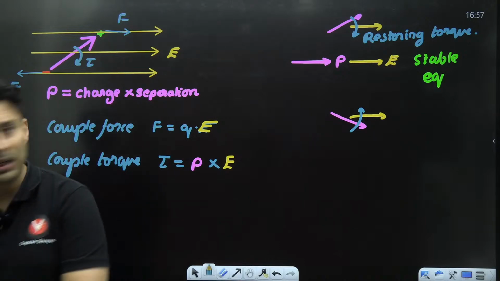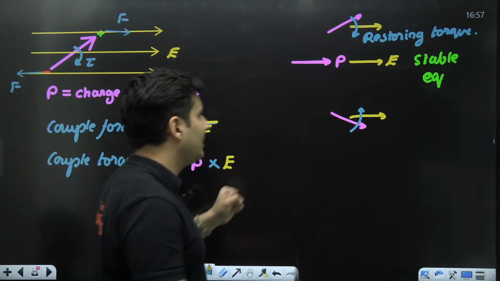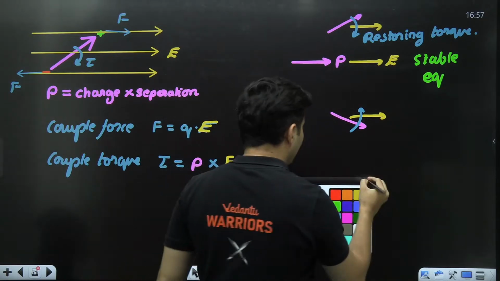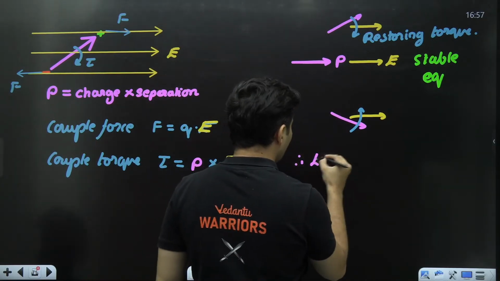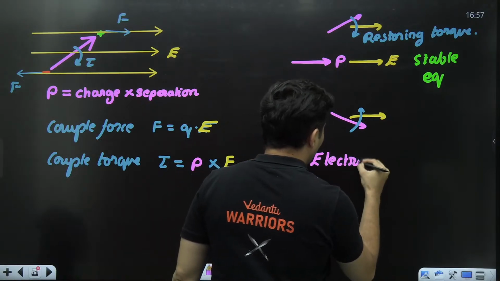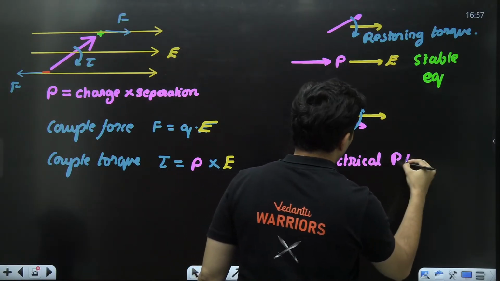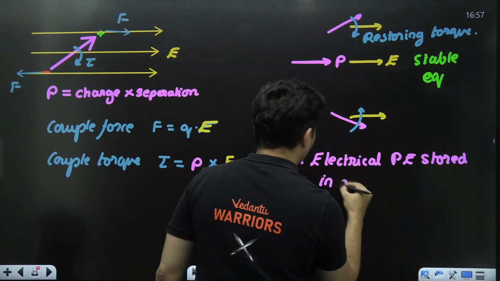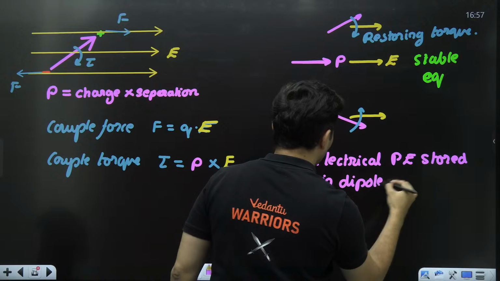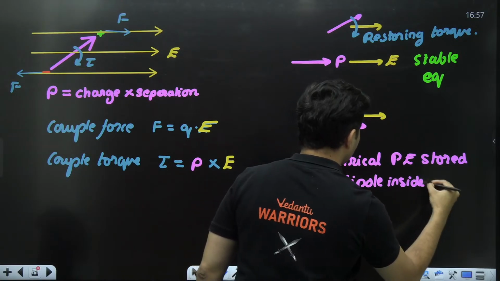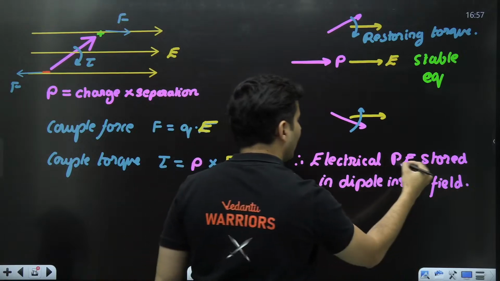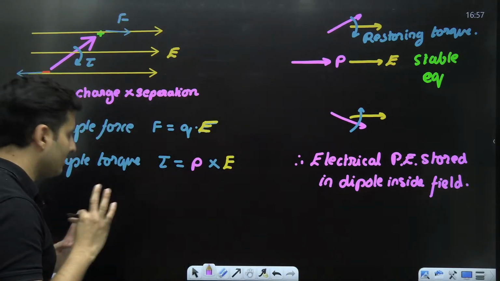Yep, correct. So now, hence there is some kind of potential energy stored in it. Therefore, I can say there is some kind of electrical potential energy which is basically stored in a dipole inside a field. We want to find out how much this electrical potential energy is.